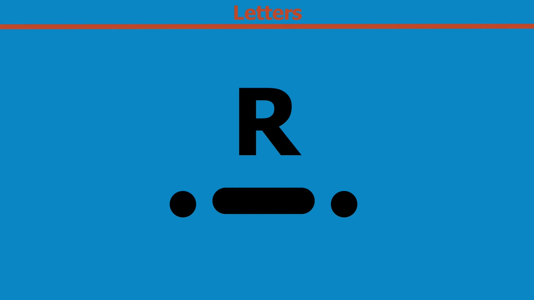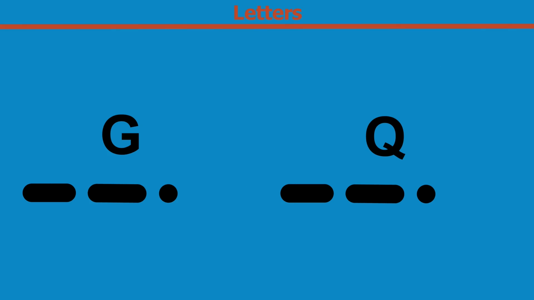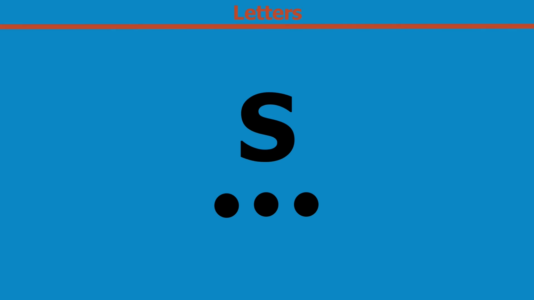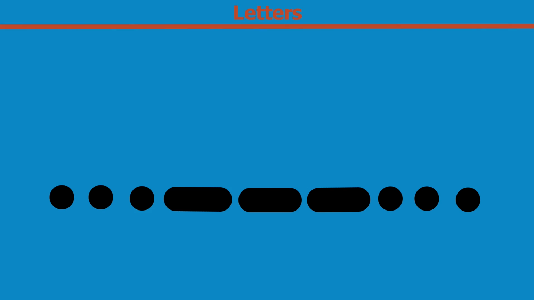R is difficult to remember on its own, but it helps that P is the same thing, just a little longer. Q is G with an extra dash. Imagine that dash is someone moving the line. S is 3 dots, a long S like a snake. Notice that both S and O are 3 parts, making SOS.